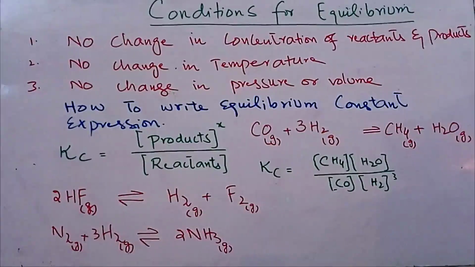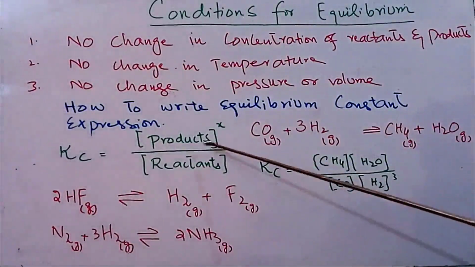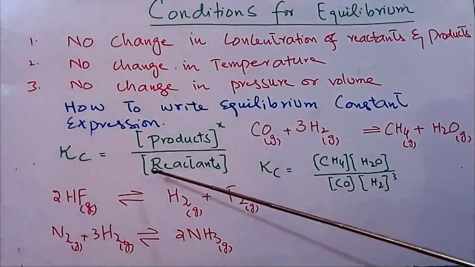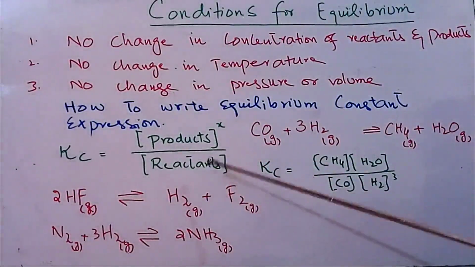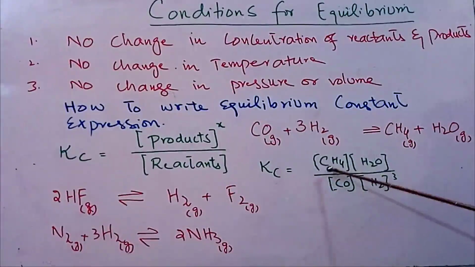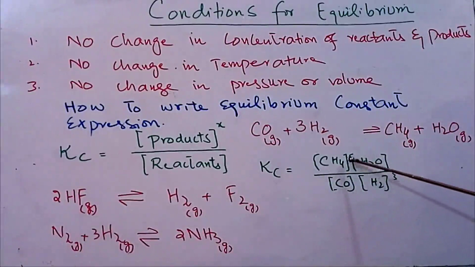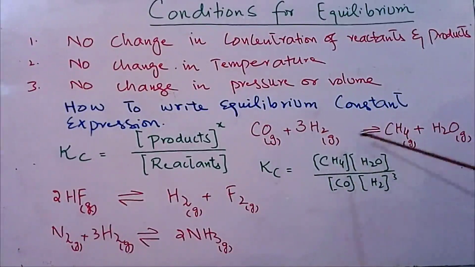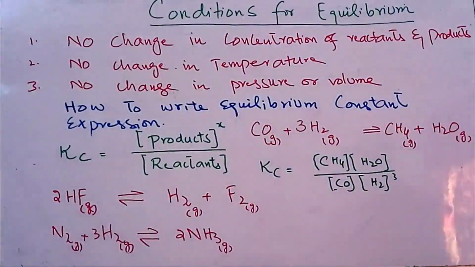Again one thing कि जहाँ पे हम square bracket डालेंगे, the square bracket always means molar concentration. These are the active masses. This is equal to the moles per decimeter cube of each reactant and each product which are involved in the reaction. That's all about the conditions and equilibrium constant expression.